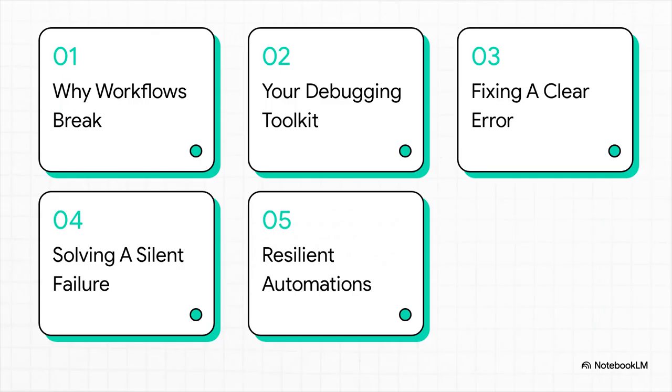So here's our game plan. We're going to start with the basics. Why do workflows break in the first place? Then we'll open up our debugging toolkit and really see what's inside. We'll put it to the test right away, first by fixing a really obvious error, and then we'll tackle something much trickier, the silent failure. And to wrap things up, we're going to shift our thinking from just fixing problems to actually preventing them, learning how to build automations that are rock solid from the get-go.